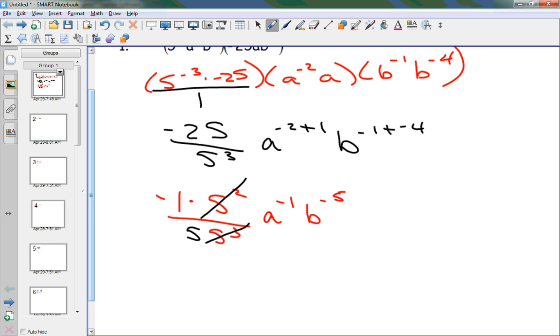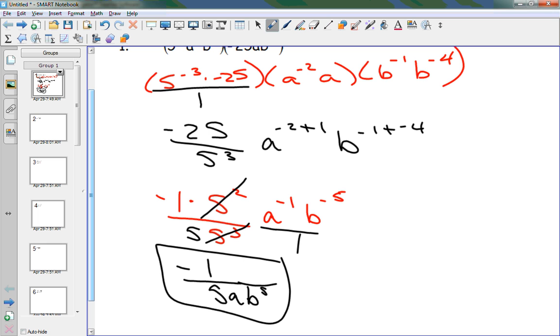Do we all understand that? I have 2 up on top, I have 3 on the bottom. 2 cancel out on each top and the bottom. I'm left with 1 on the bottom still. Negative 1/5. What happens to the a to the negative 1? It goes to the bottom. And the b to the negative 5? To the bottom. There's my answer.